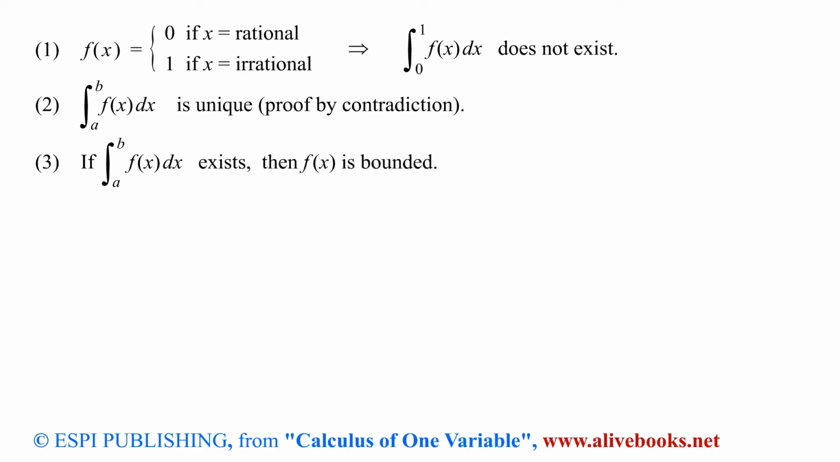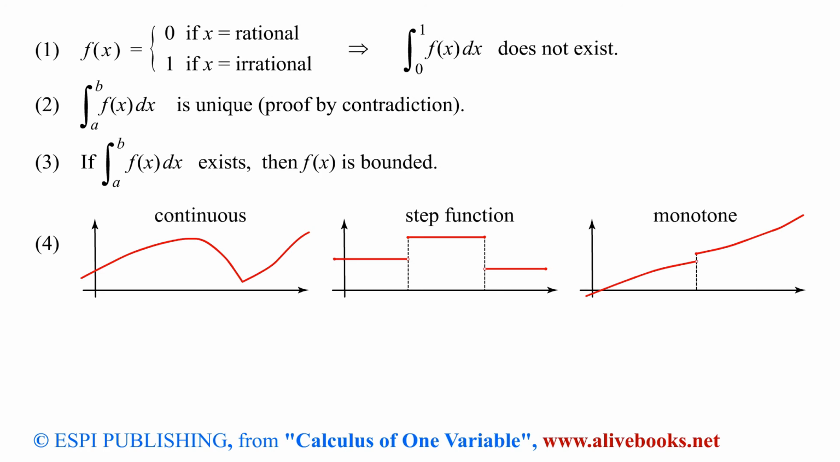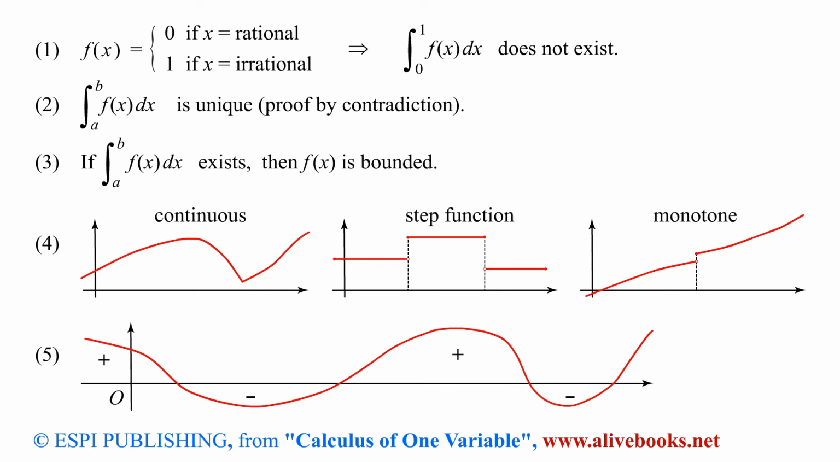3. If the Riemann integral of a function on [a, b] exists, then the function is bounded on [a, b]. If we assume that the function is not bounded, we can show that the Riemann sum can exceed any number. 4. A continuous function, a step function or a monotone function is Riemann integrable. This proof is not so simple. 5. A part of the graph above the x-axis contributes positively to the Riemann integral. A part of the graph below the x-axis contributes negatively to the Riemann integral. This is obvious, because the factor f of tk in the Riemann sum has the sign of f of x.